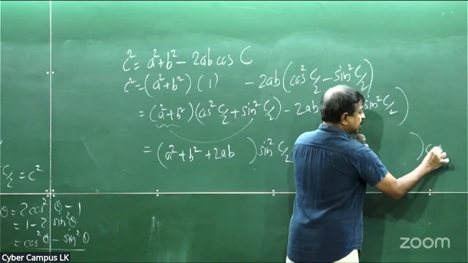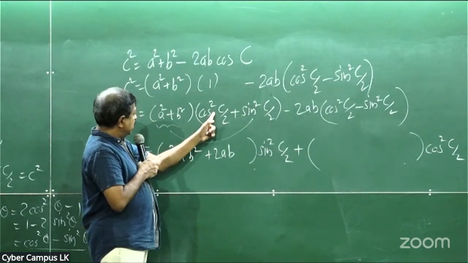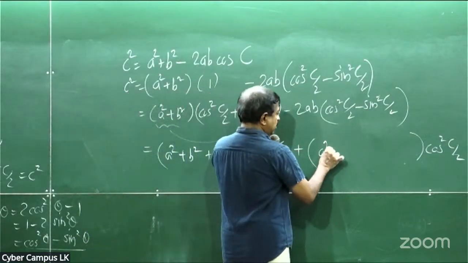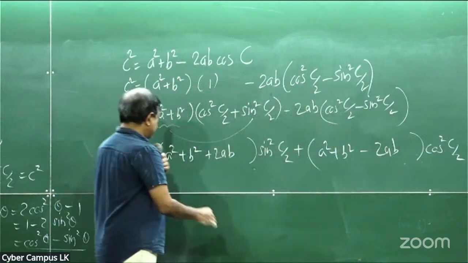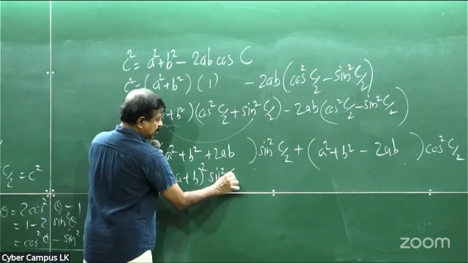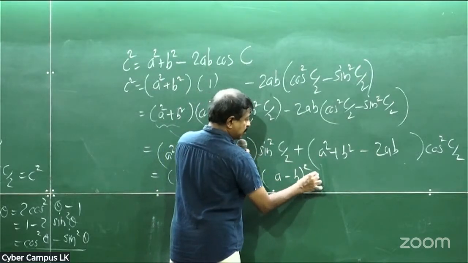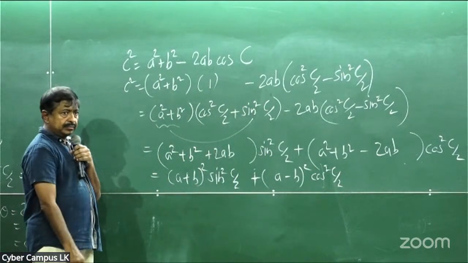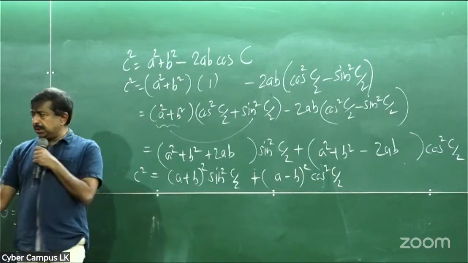What about the terms containing cosine? Here you have a squared plus b squared times this, minus 2ab. So this is a plus b quantity squared. Right? That's it. So this is squared.